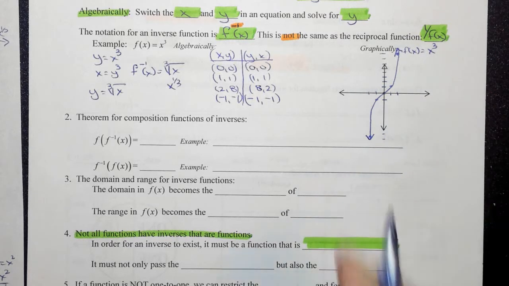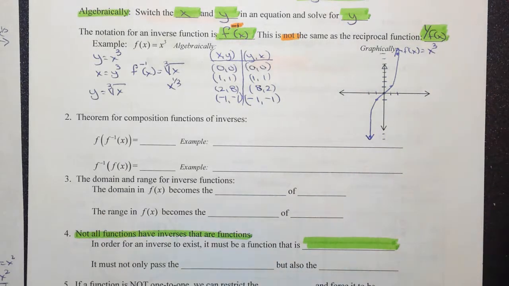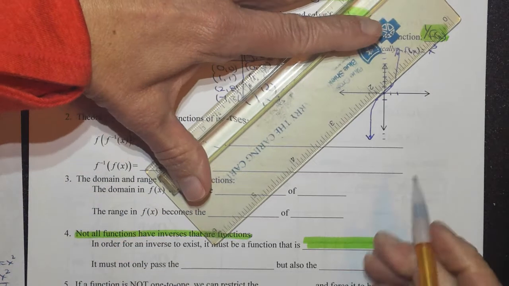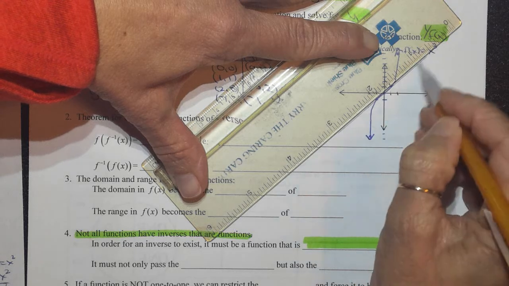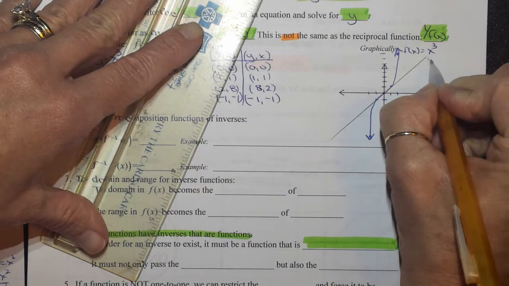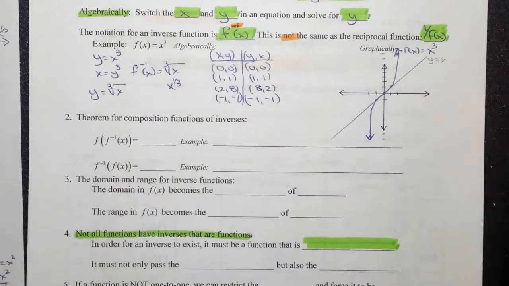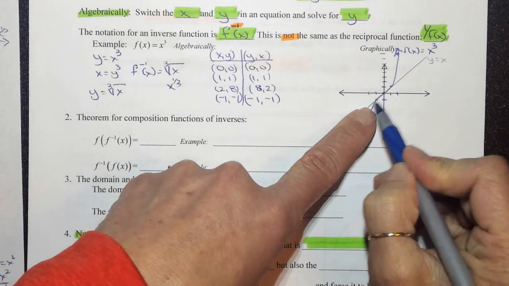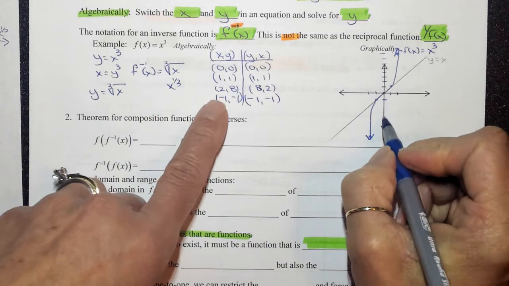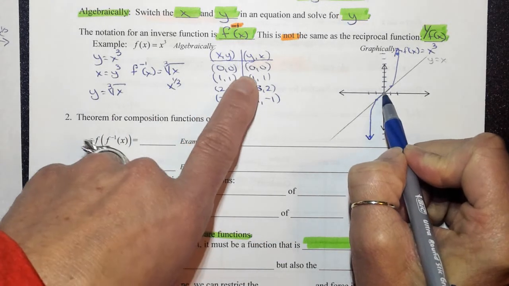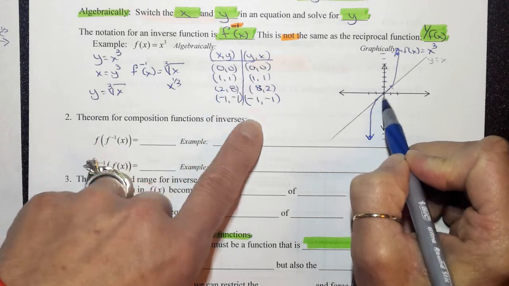Okay, now what we're going to do is we're going to reflect this graph in the line y equals x. It's going to look like this. Okay, so this is y is equal to x. That's our line of reflection. Okay, and if you notice here, these points are falling on that line.